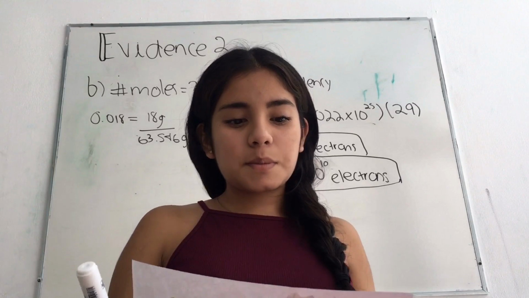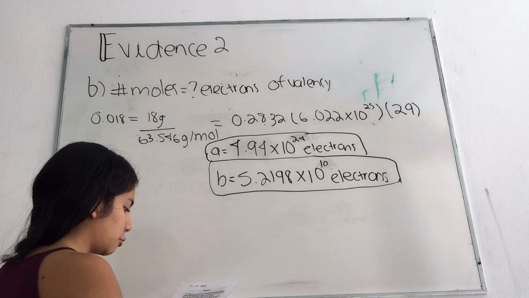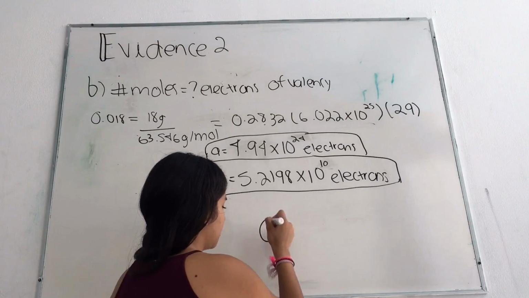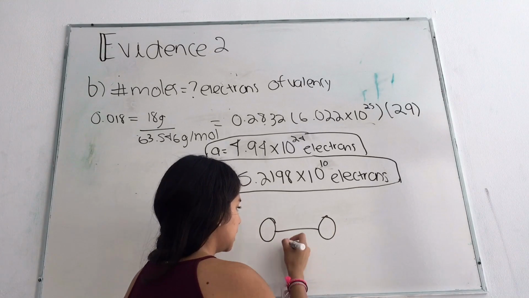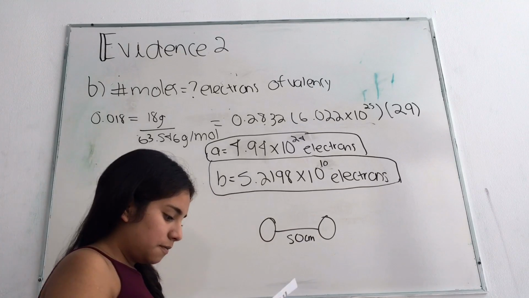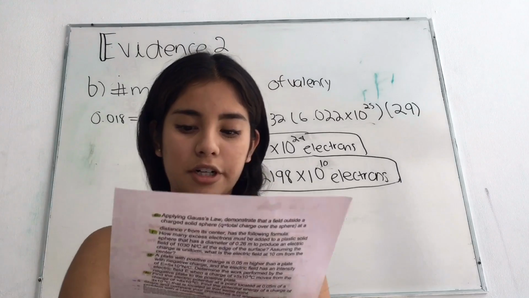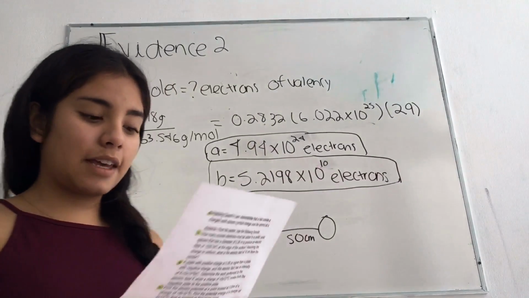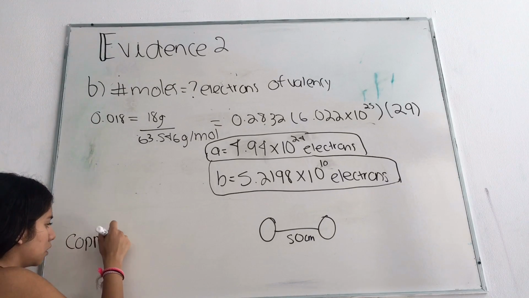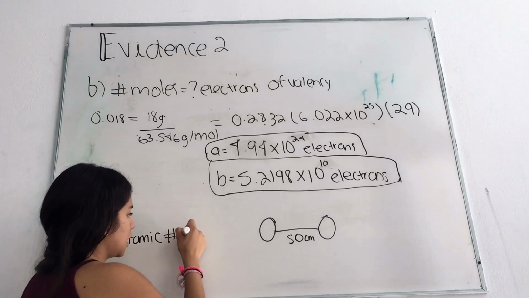Problem number 2. Two small copper spheres of mass 0.0180 kilograms are 50 centimeters apart. So imagine we have this, and here is 50 centimeters. The question is, how many electrons does each sphere contain? Remember that the copper atomic number is 29.